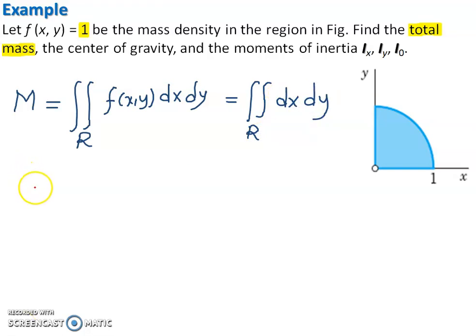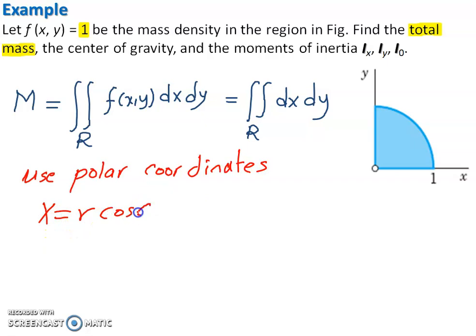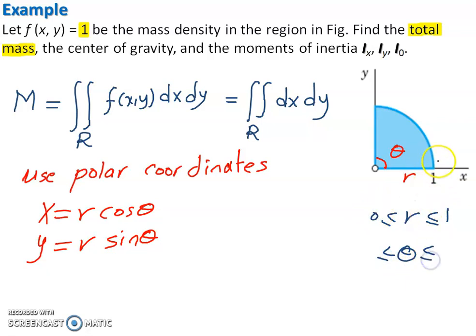To evaluate this double integral, we are going to use polar coordinates. So we assume x is r cosine theta and y is r sine theta, where r is the radius and theta is the angle. As shown here in the region, r is between 0 and 1, and theta, the angle, is from 0 to pi over 2.